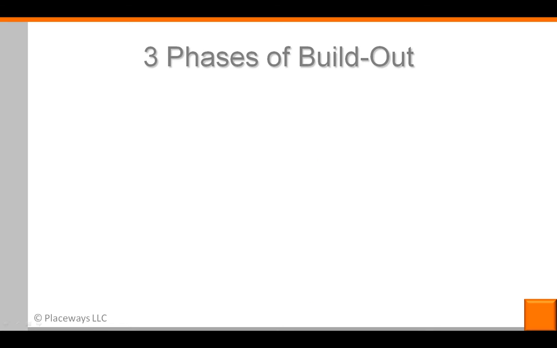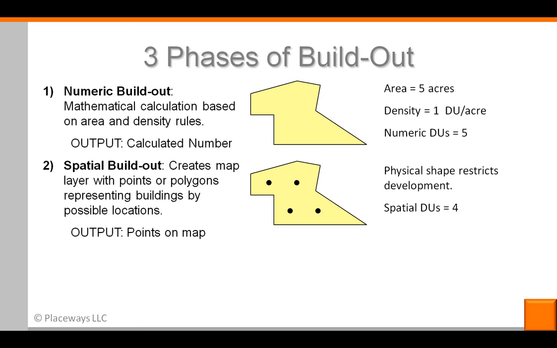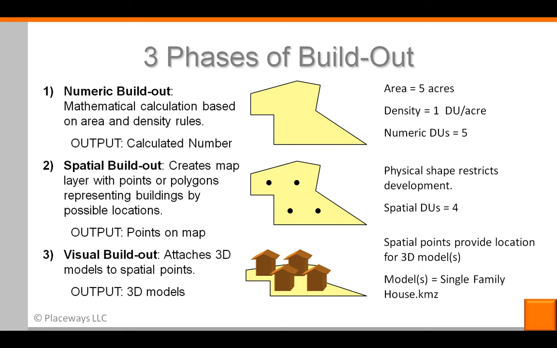There are three main phases to a CommunityViz build-out analysis. Numeric: how much development is possible under rules specified. Spatial: where might this development be located under rules specified. And visual: what might this development look like. These steps are sequential, so you need to complete them in order.